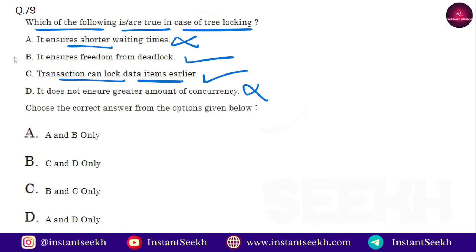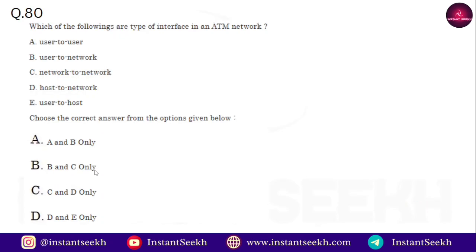So your option B and option C statements are correct. So B and C, that is your option number, answer option C is your correct answer for this particular question. Let's move on to the next.